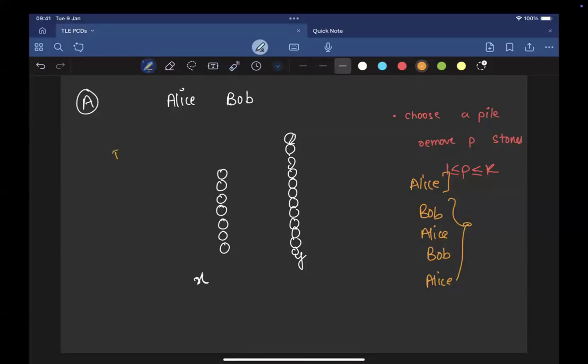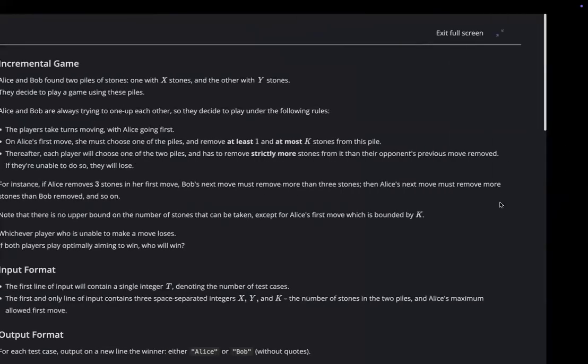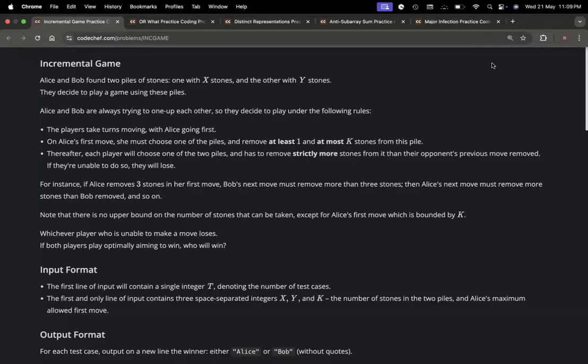I hope the problem is clear. Can you guys please confirm it in chat if it is clear or not? Just write yes or no in the chat.